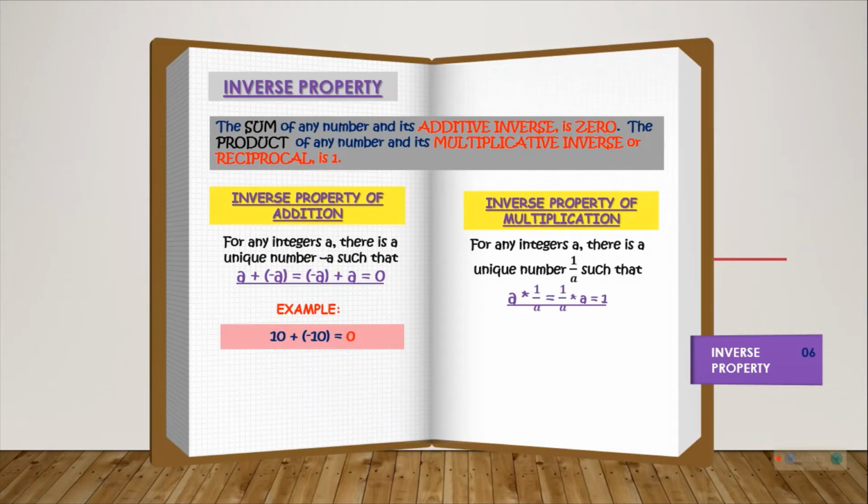In multiplication, for any integer a, there is a unique number, 1 over a, such that a times the reciprocal, 1 over a, is equal to 1 over a times a. So they just changed places, like the commutative property. But still, the answer is equal to 1. For example, 15 times the reciprocal of 15, which is 1 over 15, is equal to 1 over 15 times 15. So, 1 times 15 is 15. 15 times 1 is also 15. So, 15 divided by 15 is equal to 1.